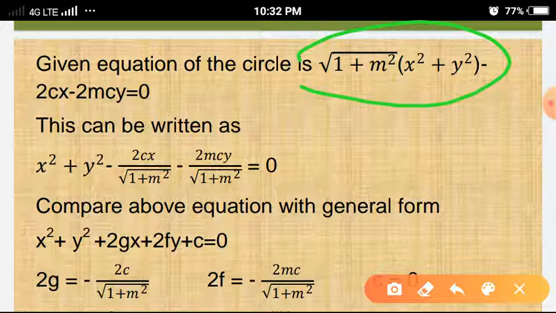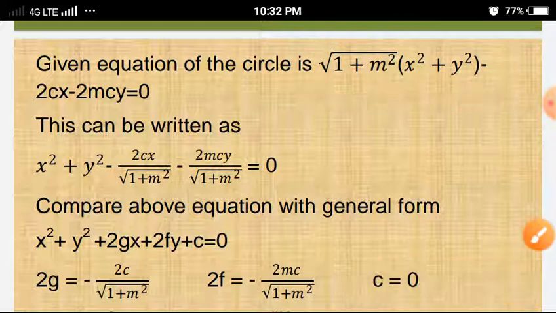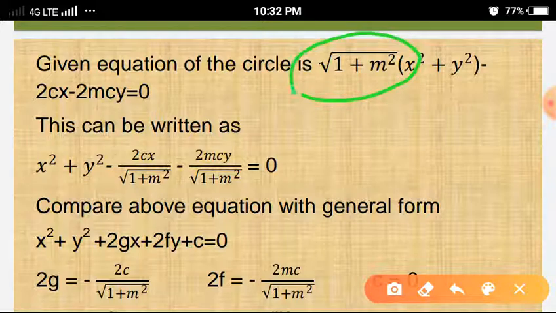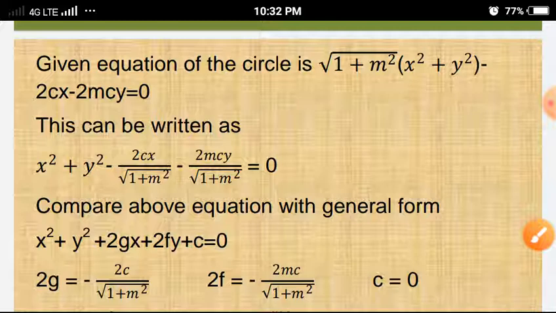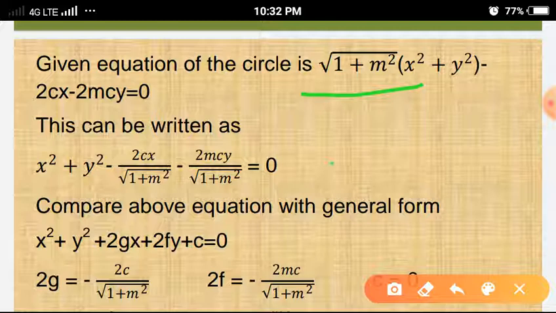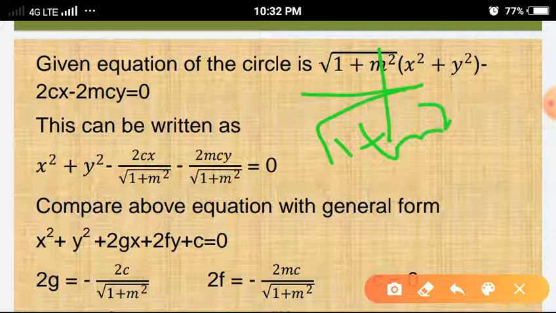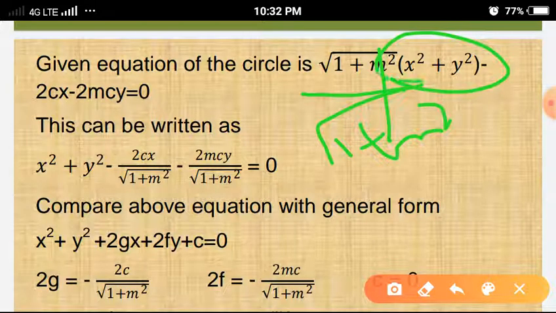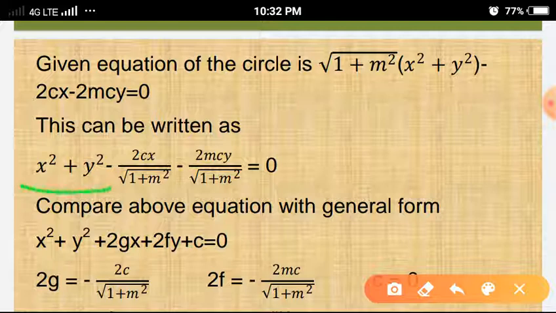If you want to get x square coefficient and y square coefficient as 1, we have to divide by square root of 1 plus m square. After dividing this, we can rewrite it as x square plus y square. Here square root of 1 plus m square cancels, then we get x square plus y square minus 2cx divided by square root of 1 plus m square minus 2mcy divided by square root of 1 plus m square is equal to 0.